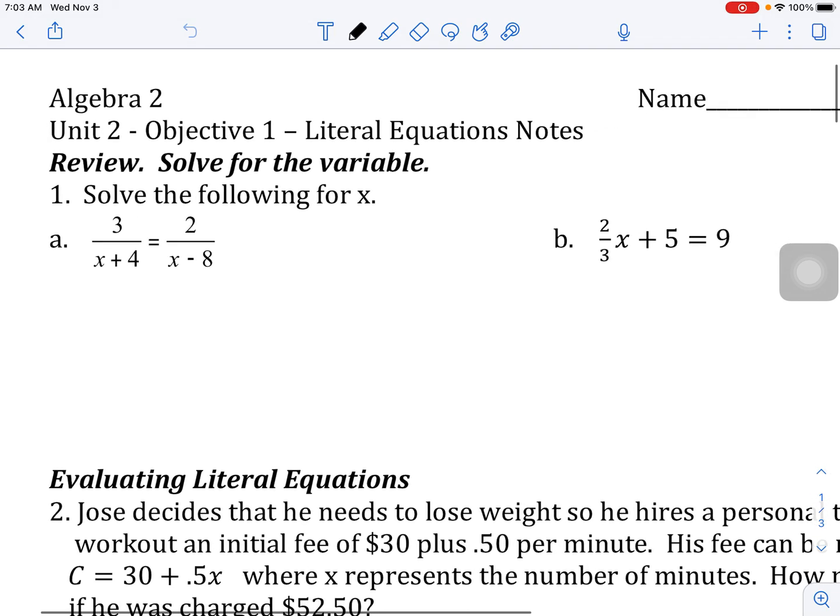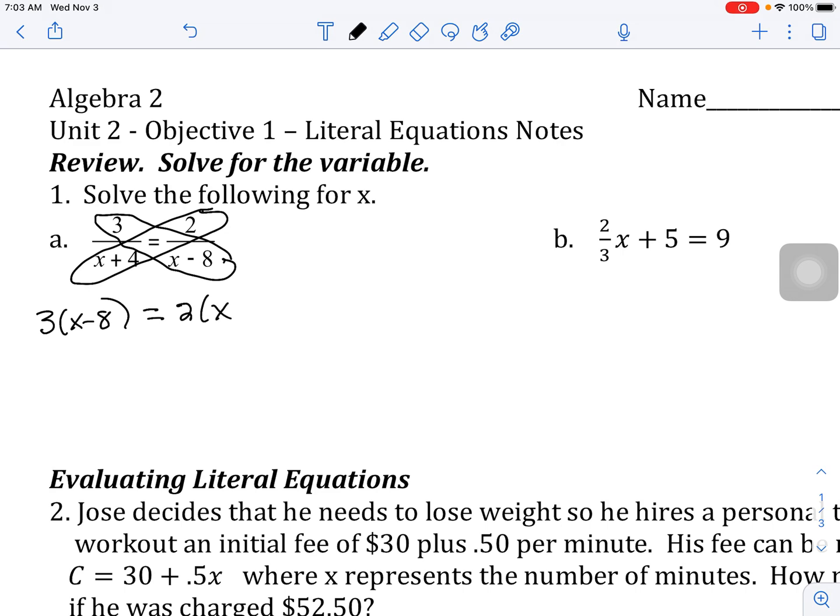1a is a proportion, and we solve proportions by cross multiplying. So we're going to multiply across this way with an equal sign in between. So 3 times x minus 8 and 2 times x plus 4. So now we've turned it into a regular equation where we distribute and move the variables to one side and the numbers to the other. So that's x equals 32.